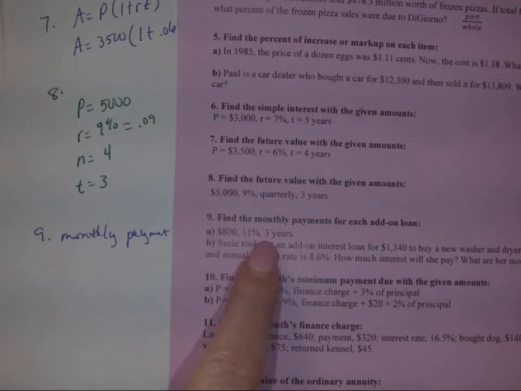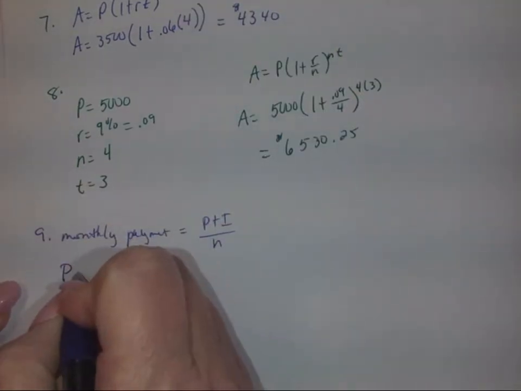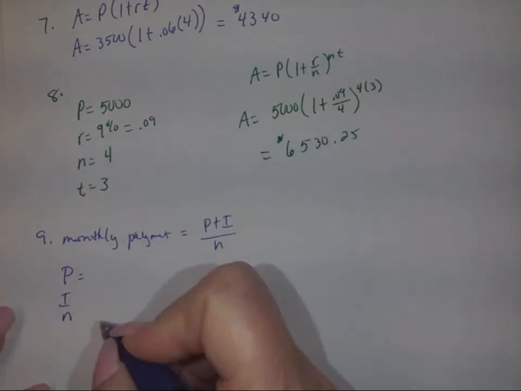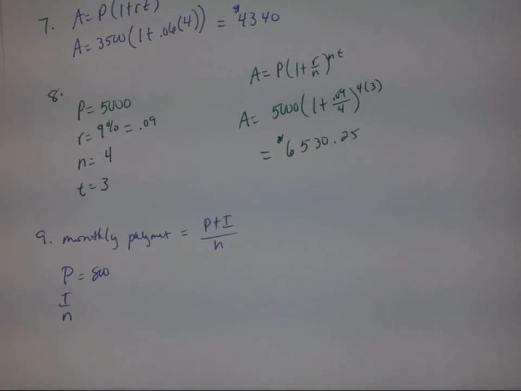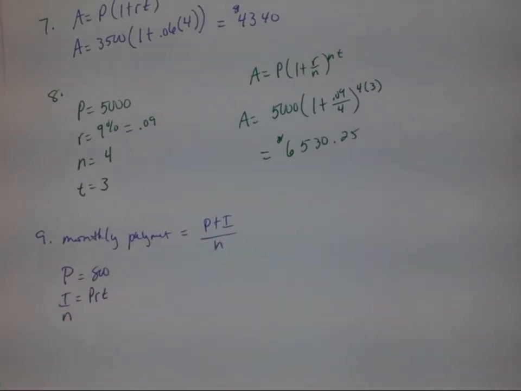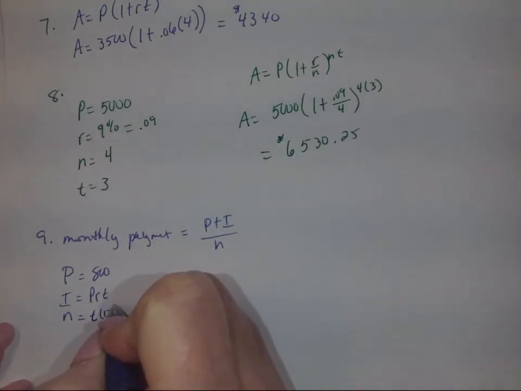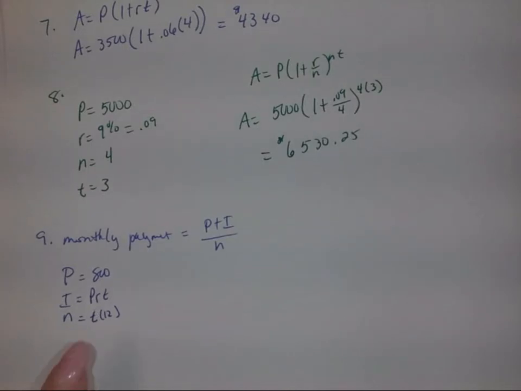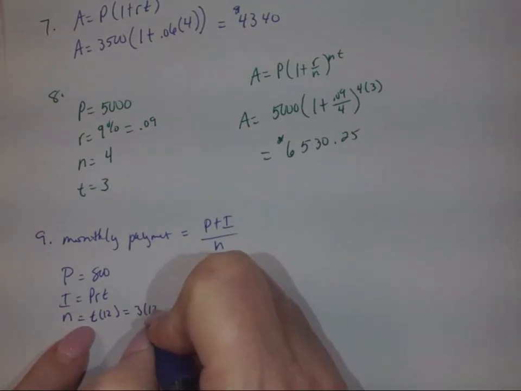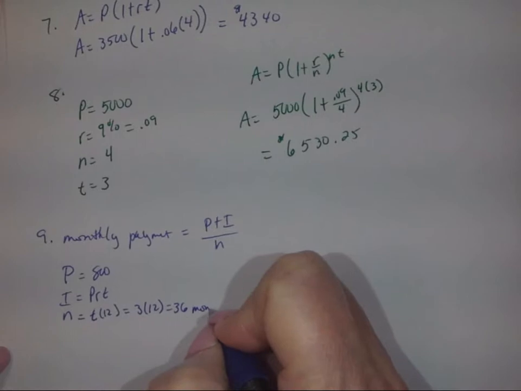Now, there's a couple of things we need to know here. First of all, we need to find the I. So let's look at all of our letters: the P, the I, and the N. The P is the principal, given to us at $800. That's how much the loan was made for. We've got to find the interest. To find the interest, we need to do P times R times T. And the number of payments, we have to figure out what that is. Well, N is going to be equal to the T times 12, because there are 12 months in each year. For this one, we're doing it for 3 years, so it's going to be 3 times 12, which will be 36 payments, because that's what we're looking at, 36 months. That's how many months you're going to pay for this.